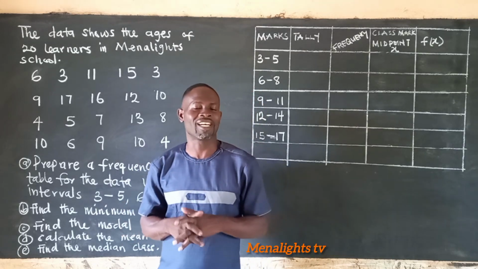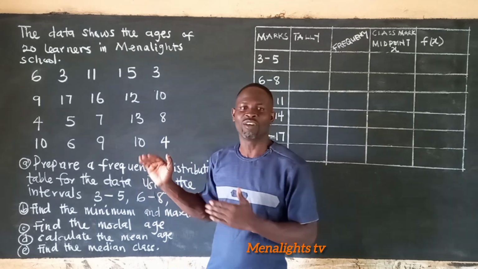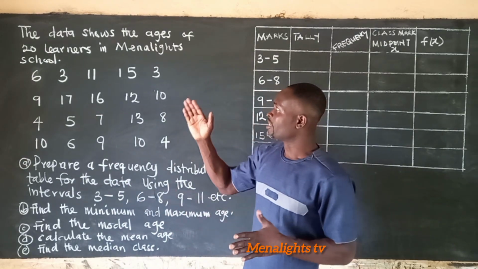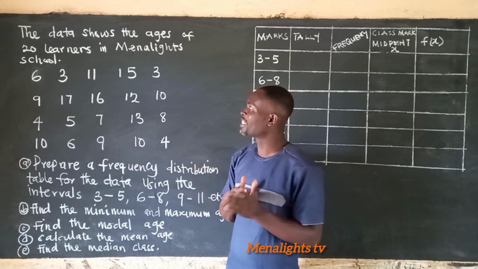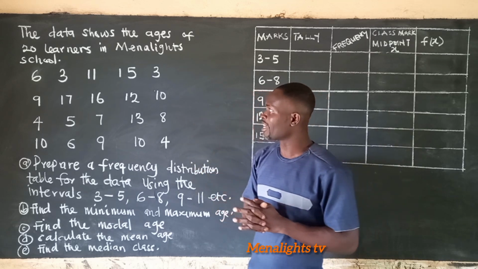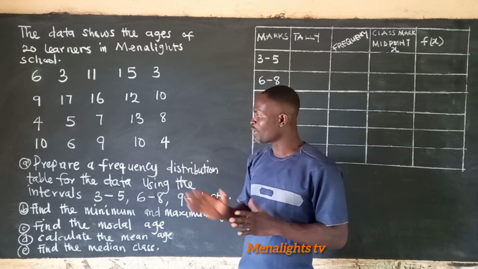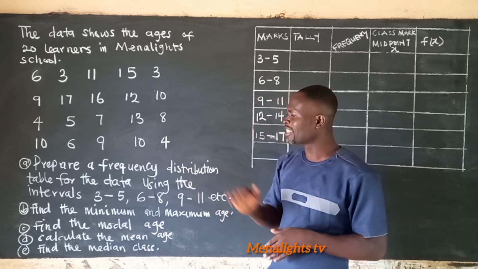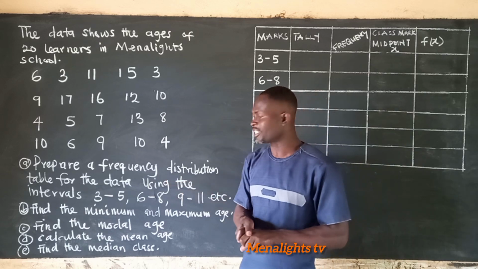As we have started with handling data, we are still on frequency tables. Today our question is: the data shows the ages of 20 learners in Menalights school. So we have the data, 6, 3, 11, 15, and so on. Then you have to prepare a frequency distribution table for the data using the interval. So we have been given a class interval.